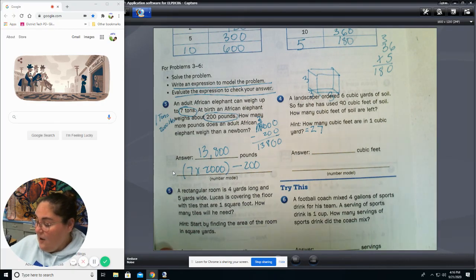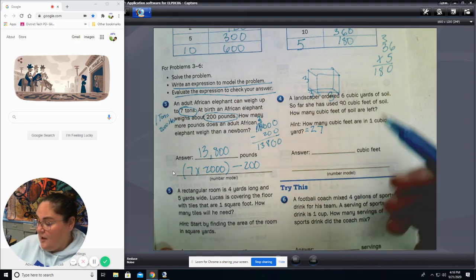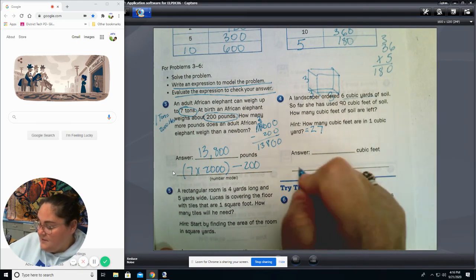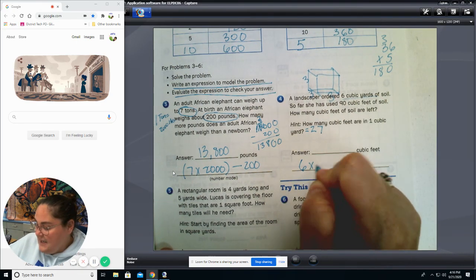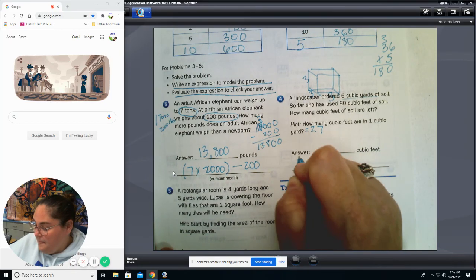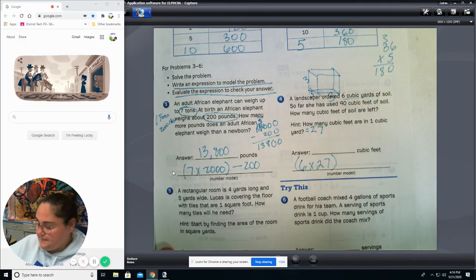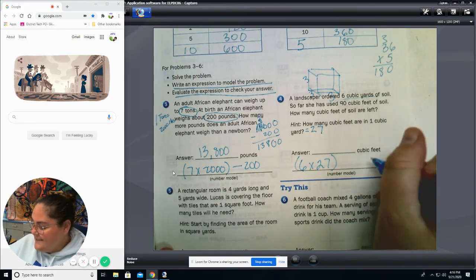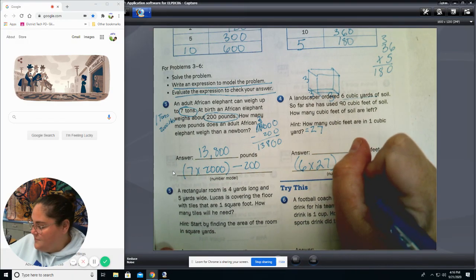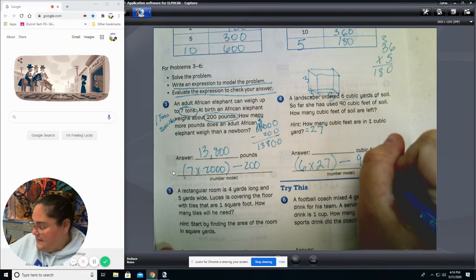All right. Now, I know I'm going to go from feet to yards. So 6 cubic yards. So I'm going to do 6 times 27. Because 6 cubic yards times 27 feet. And then it says how much is left. So I'm going to subtract 90.